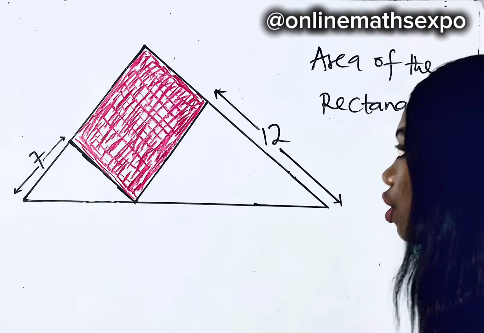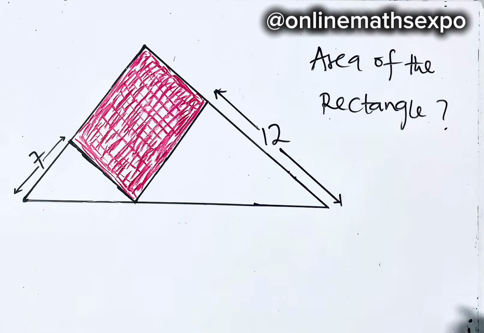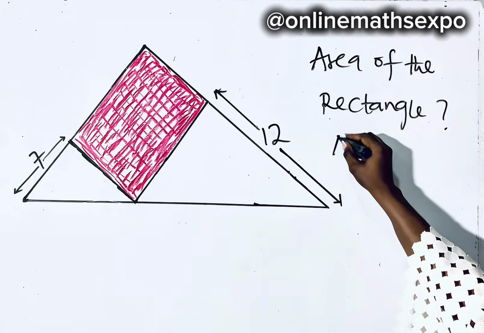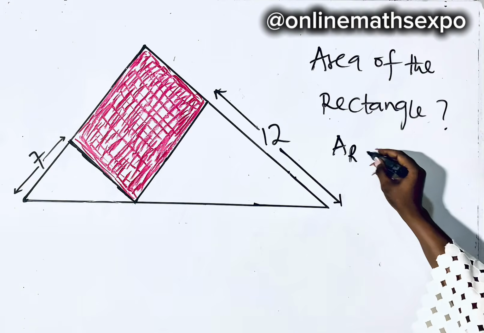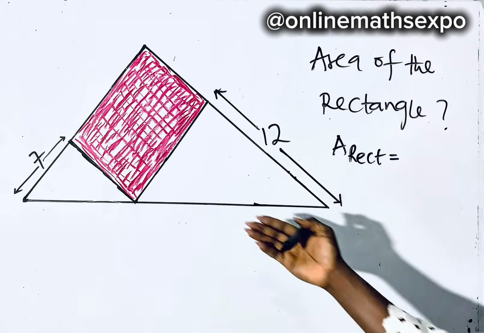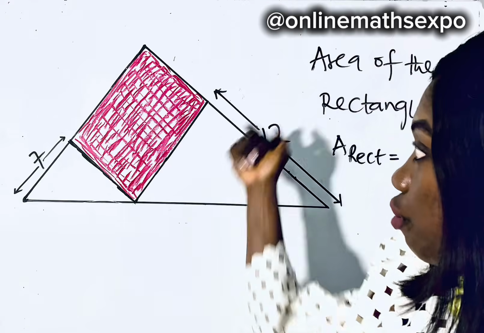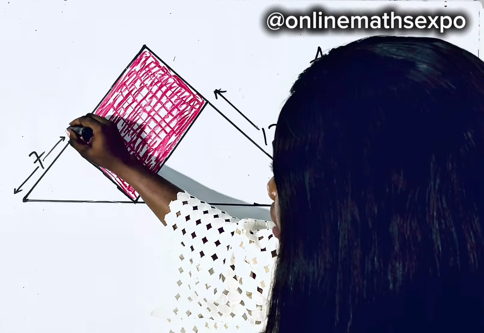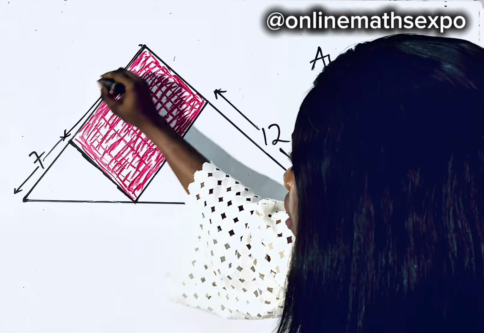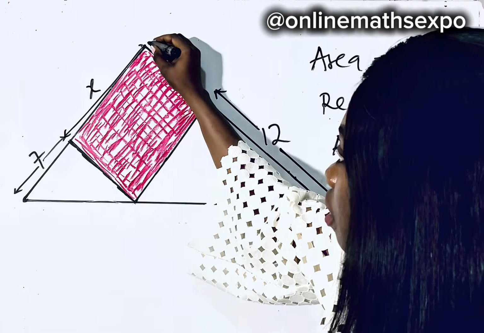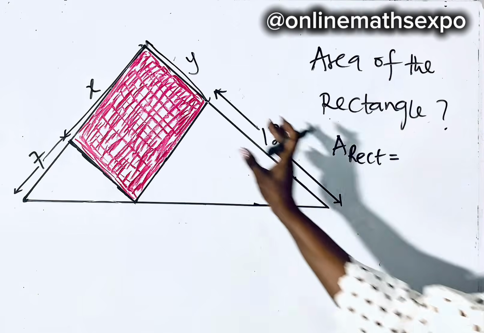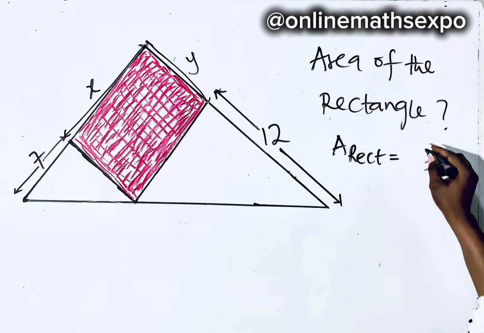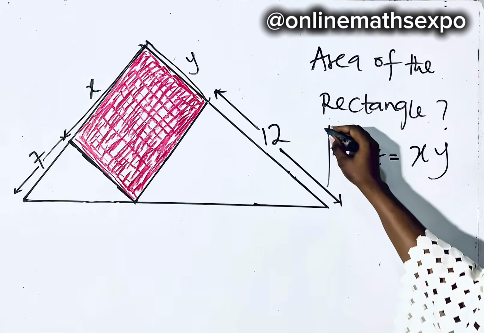Now, what we need to do is to find the area of the rectangle. Remember, the area of a rectangle is given as the length multiplied by the width. So if we label from here to here x units, and then label this length y units, then the area will be the product of these two sides. So we have x times y, and that gives us the area.